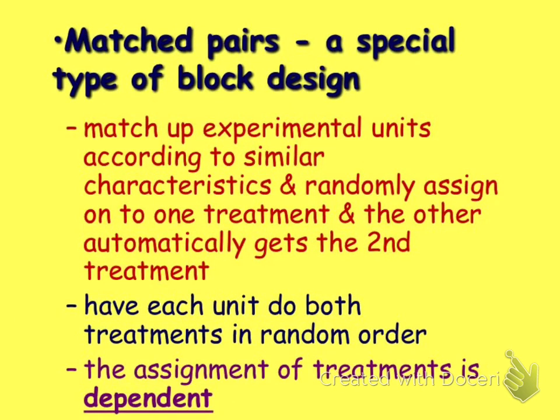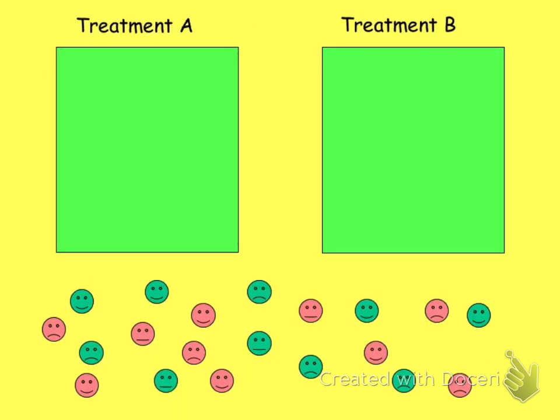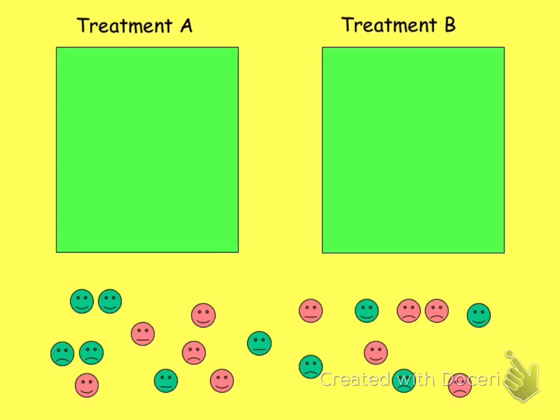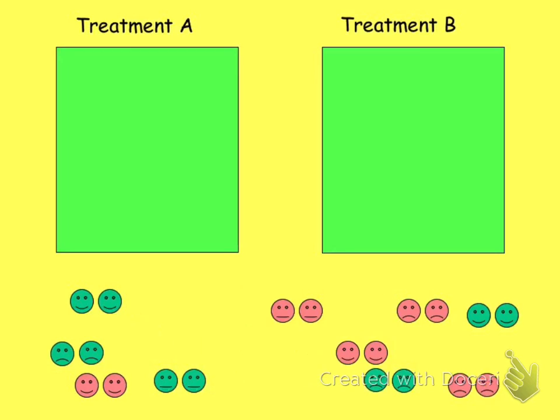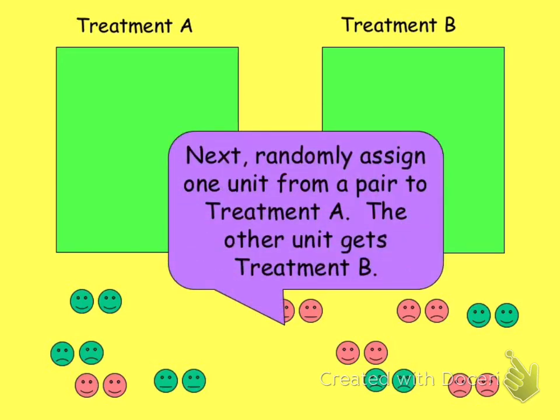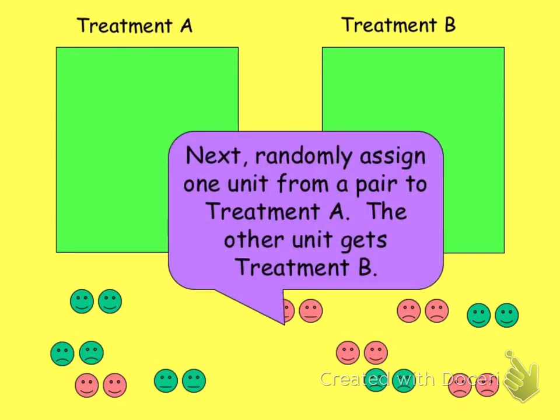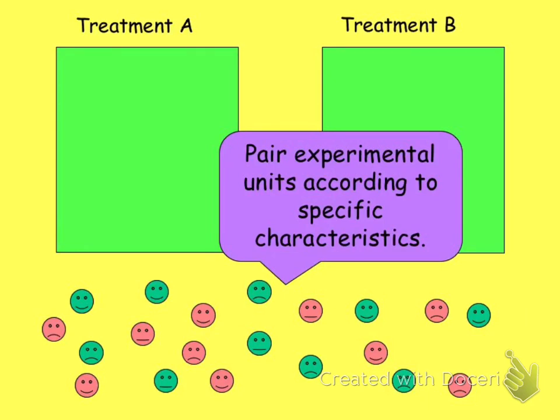The assignment for treatments is dependent. I don't know what this is. What's happening? They're putting the places together. So I guess it's giving us the process of an experiment. I don't remember this. So, okay, this is a matched pairs illustration. This is what's happening.